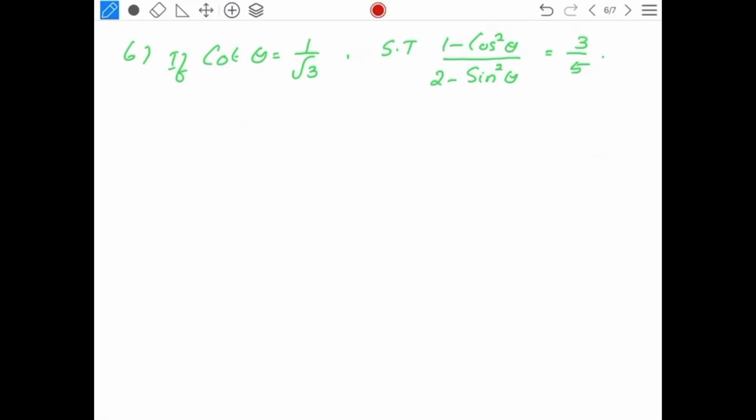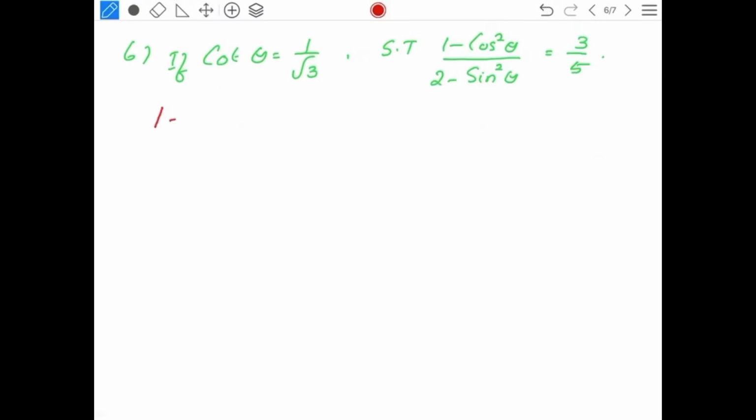Now here it is given cot theta is equal to 1 by root 3. Now you have to show that 1 minus cos squared theta by 2 minus sin squared theta is equal to 3 by 5. So here we will divide the LHS by sin theta.